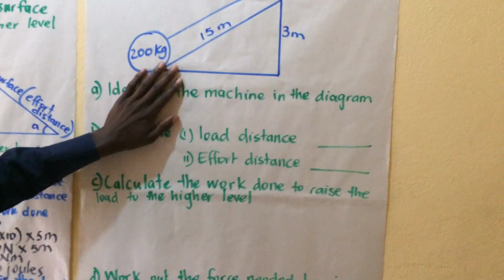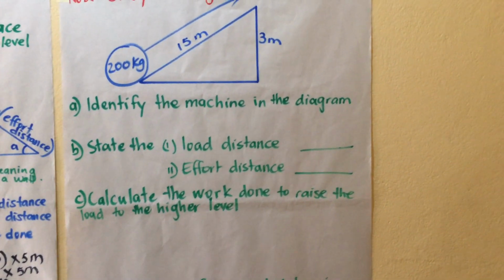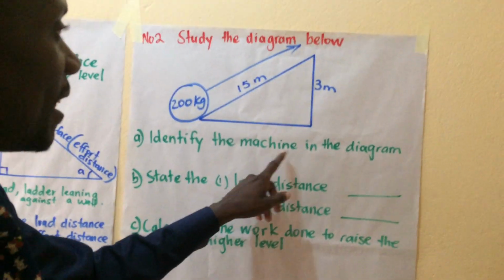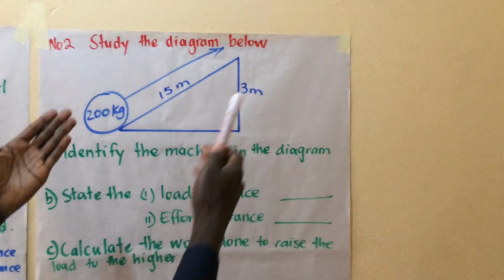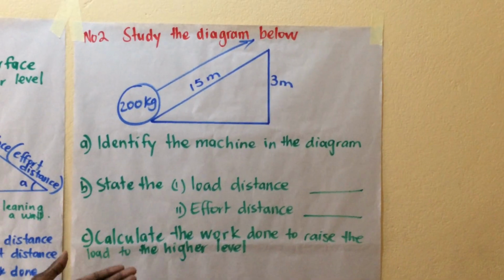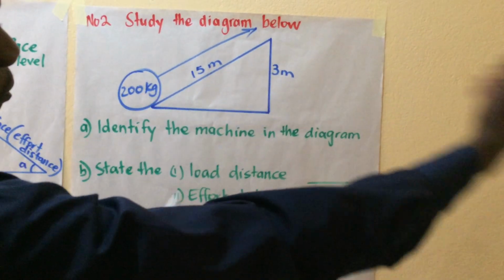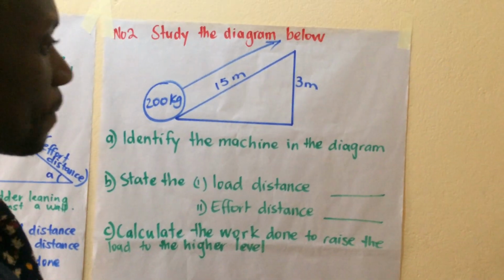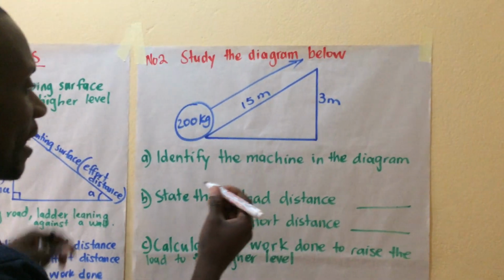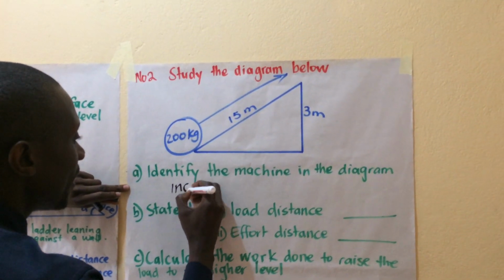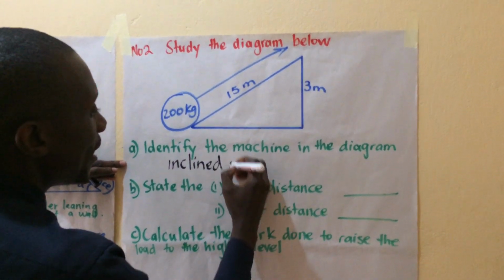Then, this is our second example. Identify the machine in the diagram. That right angled side depends on the way the examiner arranges it. Sometimes the load could be on the other side. Identify the machine in the diagram. It's called an inclined plane.